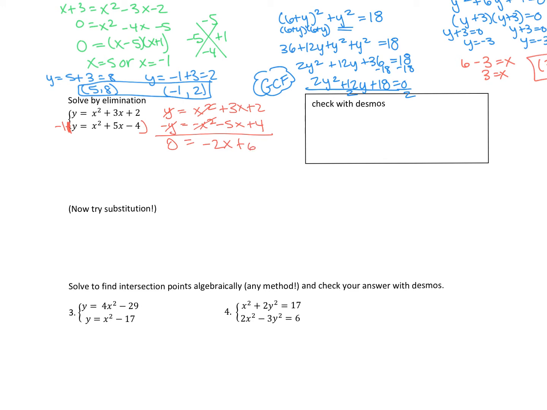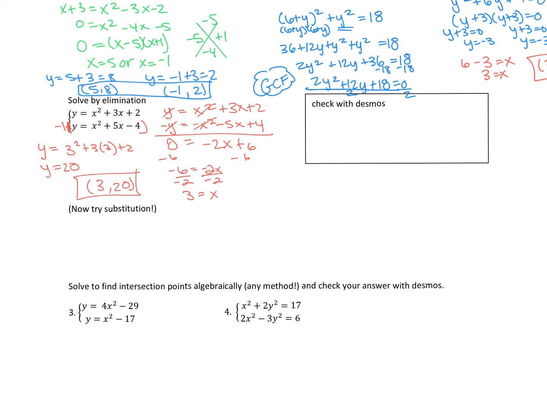So in order to solve for x, I either need to add the 2x over or subtract the 6 over. It doesn't really matter which way you go, but I get negative 6 equals negative 2x, divide by -2, and it looks like my x is positive 3. So to find my y value, I'm going to plug that in for x. So for example, using my top equation, y equals 3 squared plus 3 times 3 plus 2. So it's 9 plus 9 plus 2, or it looks like my y is 20. So my intersection point would be positive 3 and 20 for these two.